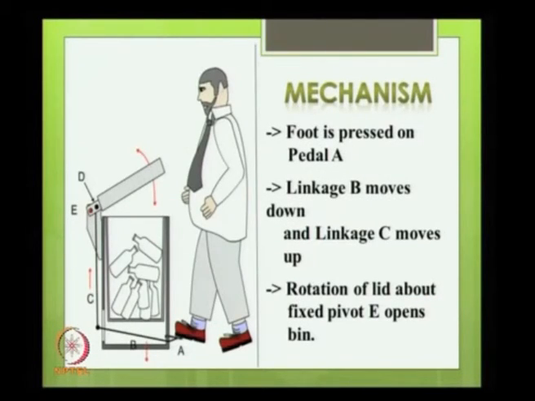Coming to the mechanism, when the foot is pressed on pedal A, the linkage B orients upward, which causes the linkage C to move up. The linkage C is connected to pivot D on the lid, and the fixed pivot E. The lid thus rotates about the pivot E. Thank you.